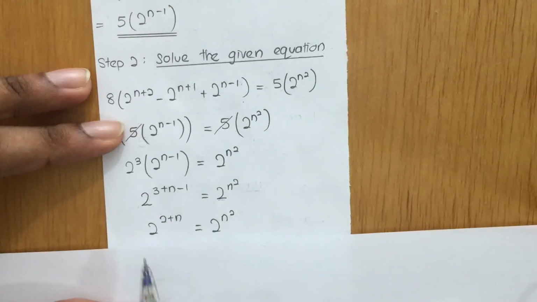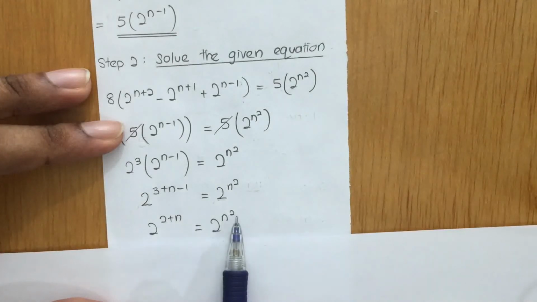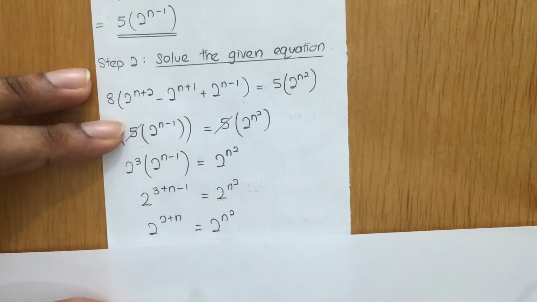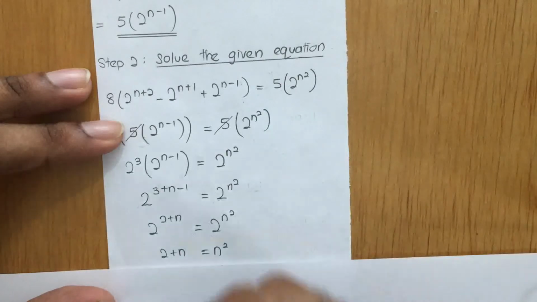So from here you should get 2 to the power of 2 plus n is equal to 2 to the power of n squared. Okay, since the bases are now the same and you no longer have any simplification on the power, you can straight away equate the powers. Once you do that, you're only left with 2 plus n is equal to n squared.